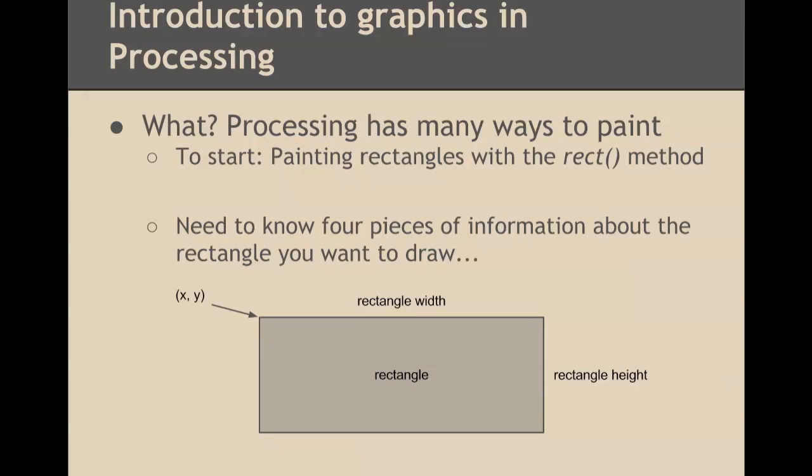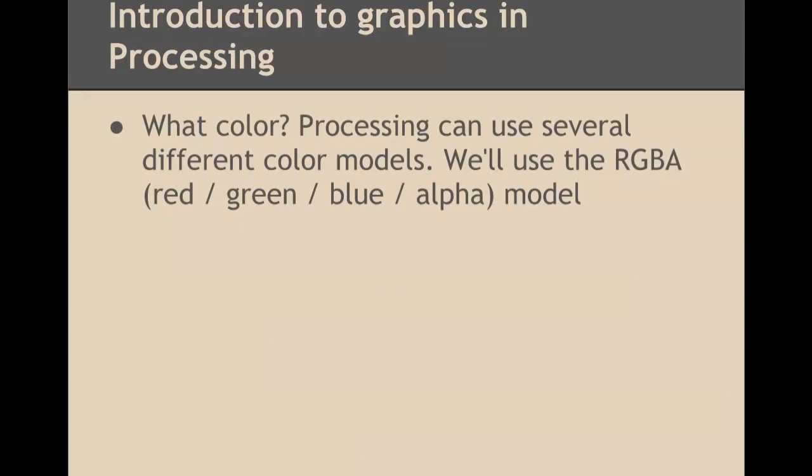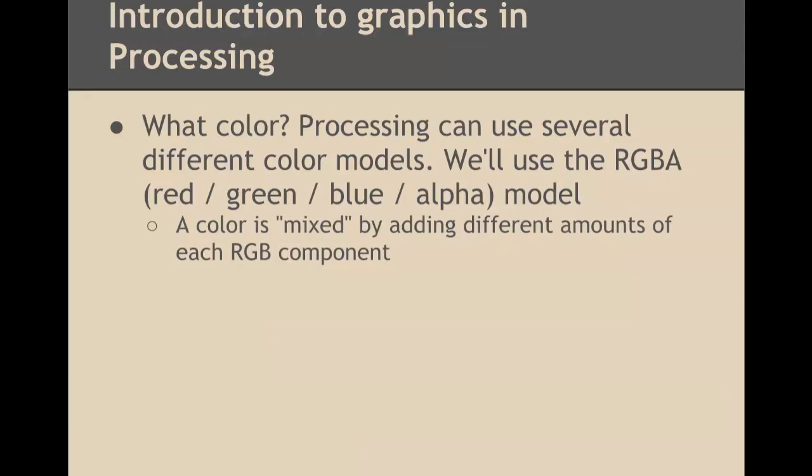We need where we're going to draw, what we're going to draw, but we also need to know what color. Well, processing can specify colors in several different ways, which are called color models. We're going to use the RGBA, which stands for red, green, blue, alpha model. In the RGBA color system, a color is mixed by adding different amounts of each of those red, green, blue components. So you vary the numbers. There's 4 numbers in a color: red, green, blue, and alpha. Vary the numbers for red, green, and blue, and you get a different color.